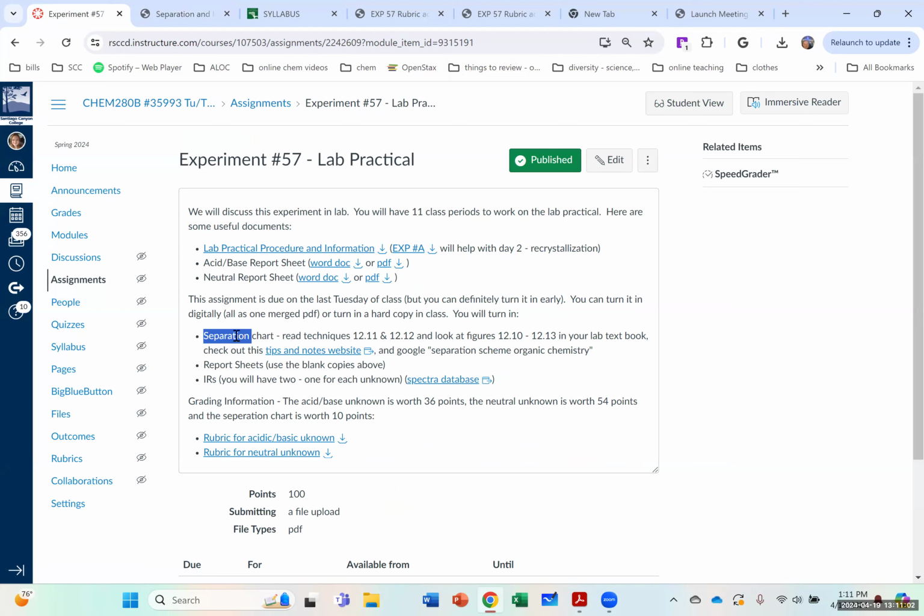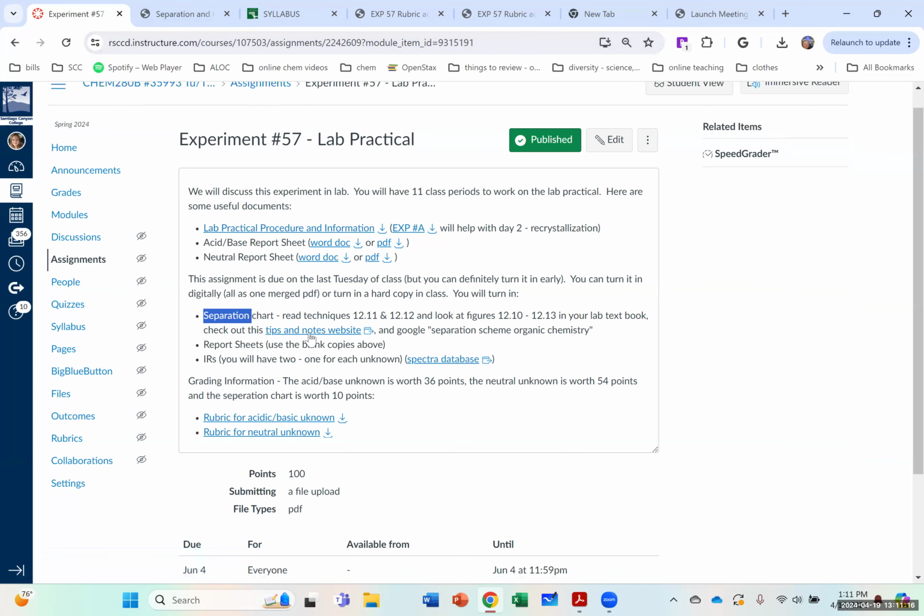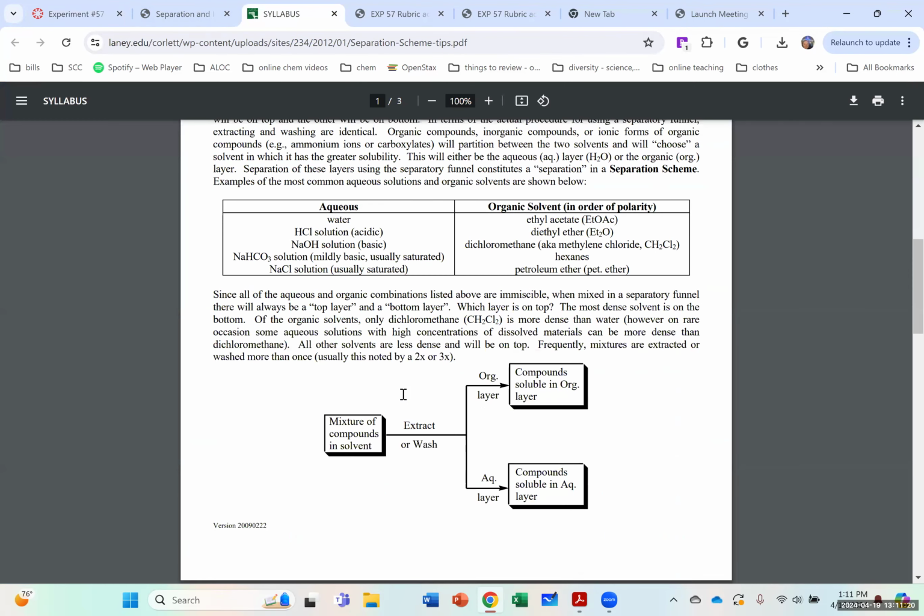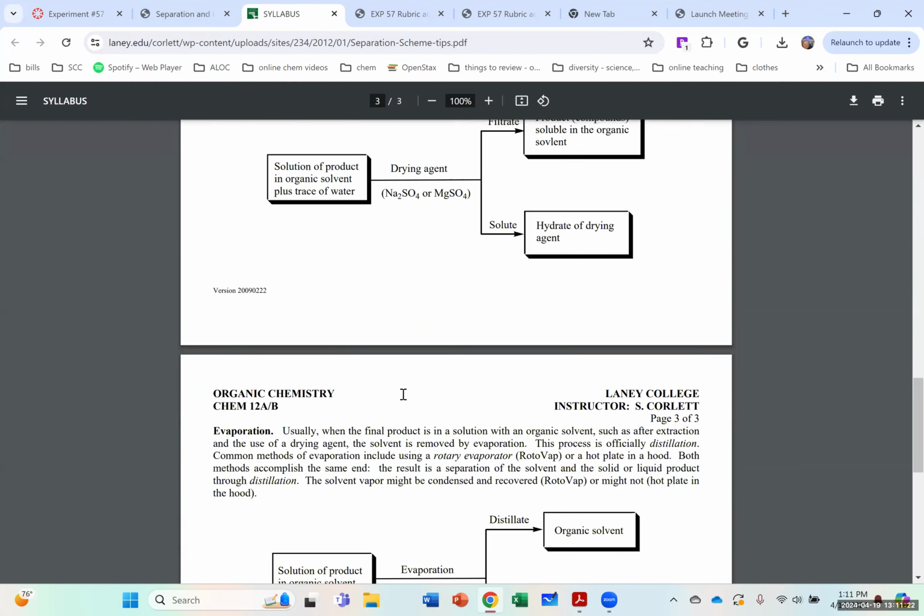We've made these before. We made them last semester as some of our post-lab questions. There's also different techniques in the textbook that will give you some examples of them. I also have a link. The one that's listed here is the Tips and Notes website, this one. It's going to give you some information on how to write one.